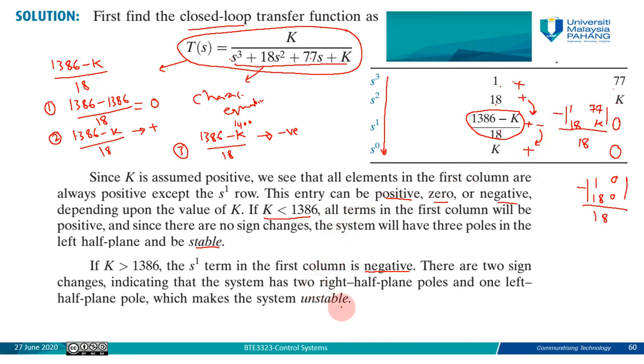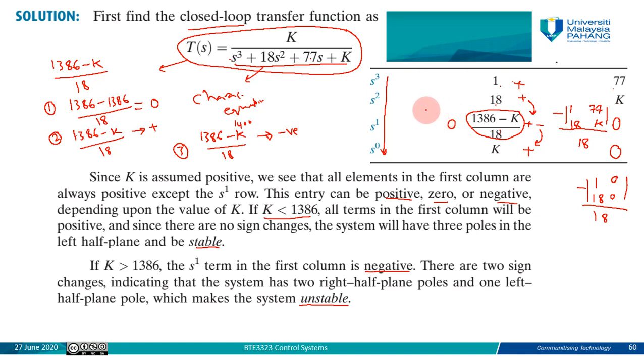So our system will be unstable because we have two poles on the right half plane. And the last case is k equal to 1386. So we have 1386 minus 1386 over 18, which gives you 0. If you have a 0 here, that means we cannot say it is positive or negative. So we need to apply one of the methods that we learned before to solve it, either epsilon or the reverse.